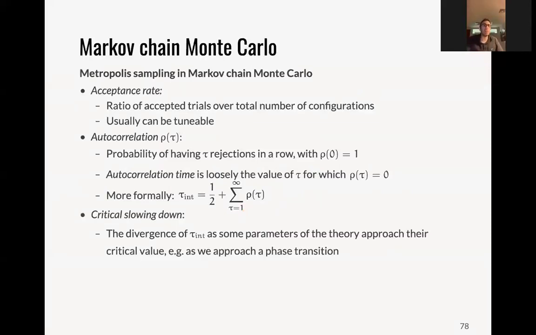So we talked about critical slowing down for the fermion inversion, but in this case, there is also a critical slowing down in the simulation, which is when this integrated autocorrelation time diverges as some parameter of the theory approaches its critical value. So for example, as we approach a phase transition. Again, the autocorrelation is the probability of having some number of rejections in a row, with the convention that the autocorrelation at zero is one. Rejections mean that you need to draw a new trial again and again.